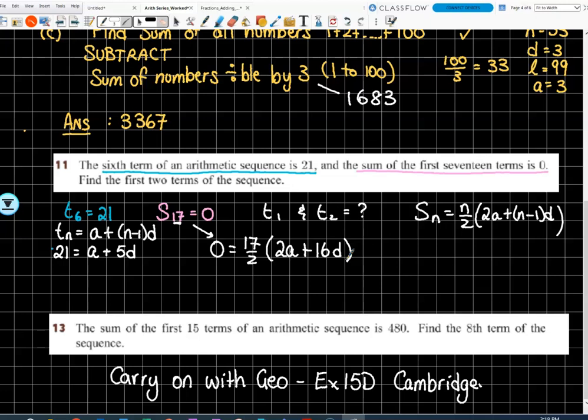Can you see that you can mess around with this a little bit? And in fact, how do I get rid of that times 17 over 2? Divide. What's 0 divided by anything? 0. So I've now got 0 equals 2a plus 16d. We've got this equation and we've got this one, and we can now solve simultaneously. We could do it by hand. If you're not in the mood, you can use your calculator. Agreed?